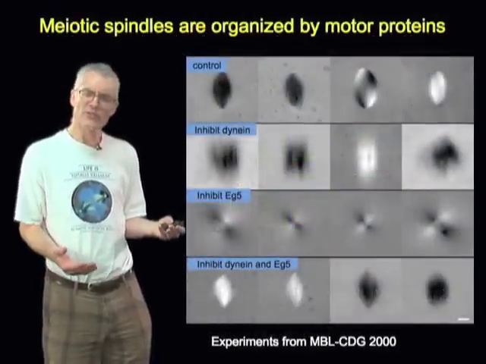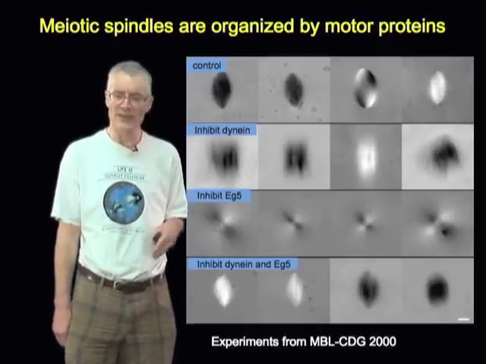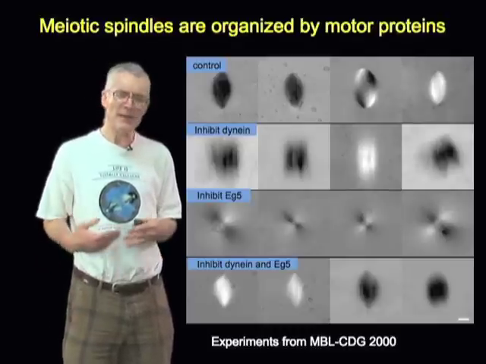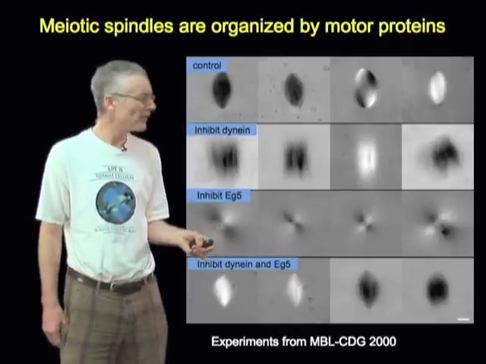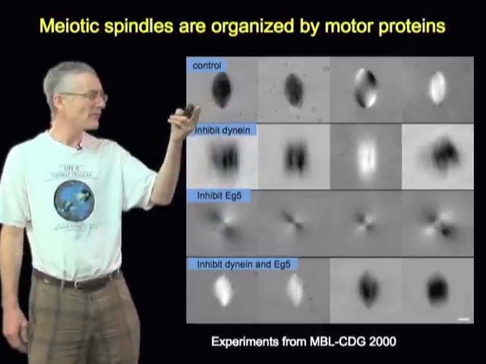For the organization and sliding, we know there's a very important role for motor proteins, ATPase motor proteins, which I'll introduce a bit more in a second. We know that mainly from inhibition or depletion experiments. Here's a series of inhibition experiments that were done here at Woods Hole in 2000. Here are some control spindles by polarization microscopy.